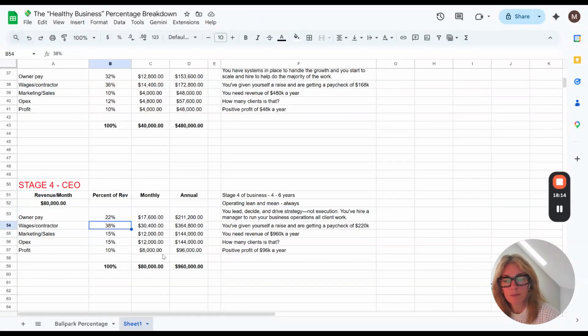But maybe you're really keeping this lean and you don't want to put that extra percentage there. Maybe your marketing spend is up. Yeah, let's keep it here. Because to do the work of an $80,000 a month business, you're going to need that. You might even need a little bit more than this. You might need 40% here. Ooh, that puts us at 62% for our owner pay plus wages. That's over the 60% benchmark. You want to be careful there.